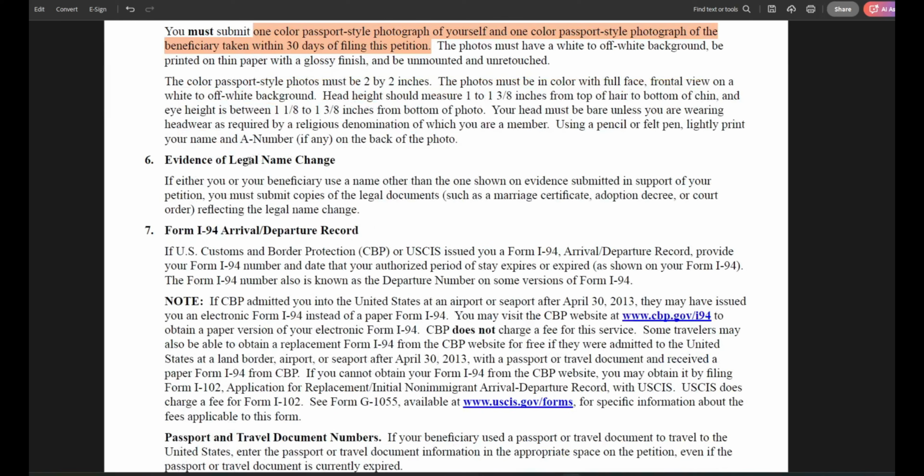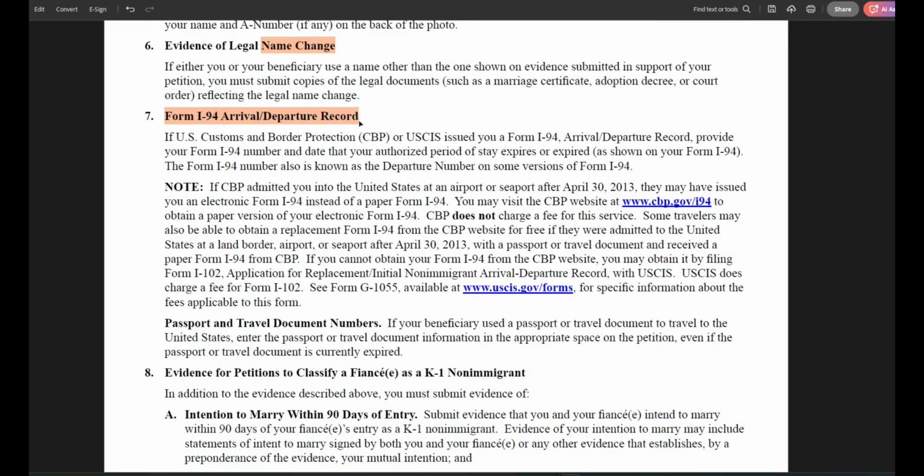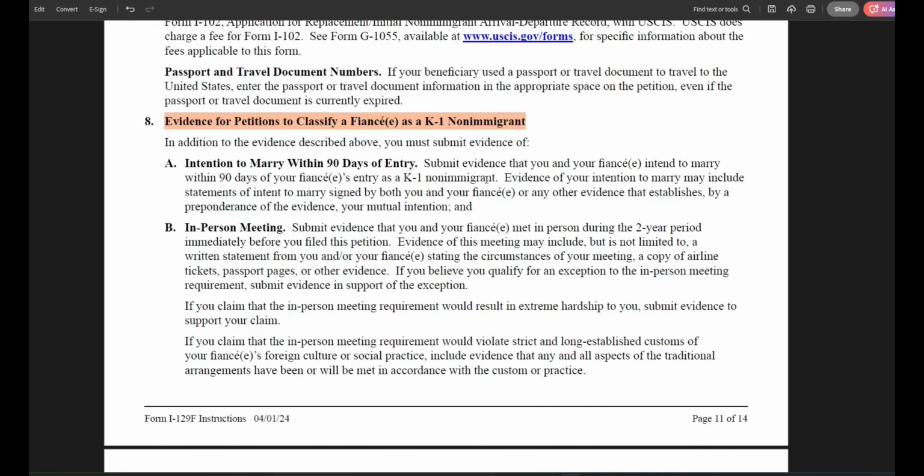Then you will need to attach one passport style photo of yourself and your beneficiary taken within 30 days of filing this petition. Write the name and A number if you have one on the back of these photos. If there has ever been any name changes, you need to provide evidence of that. So any legal documents that demonstrate the differences of your names for both you or your fiancé beneficiary, and any documents that are not in English must be translated to English. If your beneficiary has ever been to or is currently in the US, you will need to provide a copy of their I-94. Next, you will need to submit evidence that you are planning to marry within 90 days. So this is kind of like a statement, a signed affidavit from you and your fiancé demonstrating to USCIS that you are planning to marry.